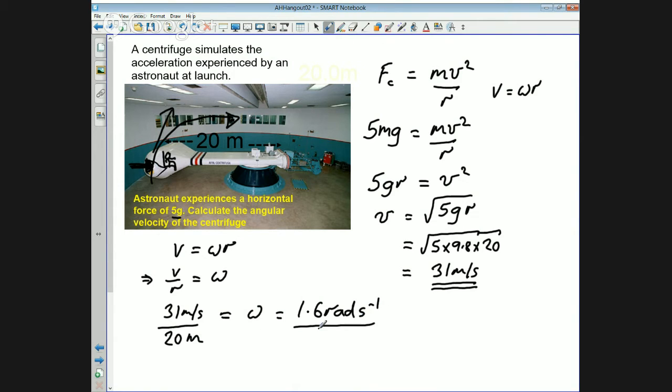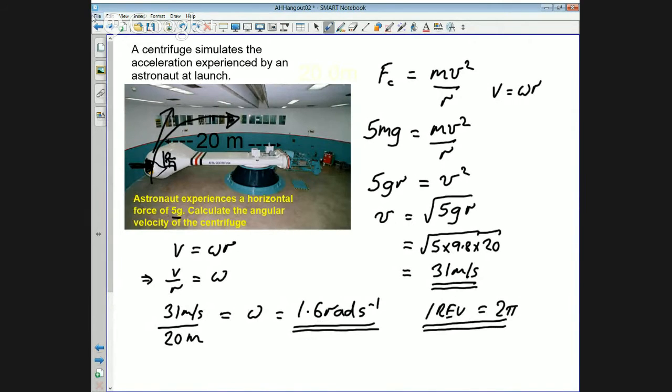We can also find out how many revolutions per second the centrifuge goes, because we know that one revolution is 2 pi radians. So we're going at 1.6 radians per second. You can easily go and work out then how long it takes to do one particular period, and I'll leave that up to you to do for yourself. So finally we've got an answer for that one. The angular velocity is 1.6 radians per second.